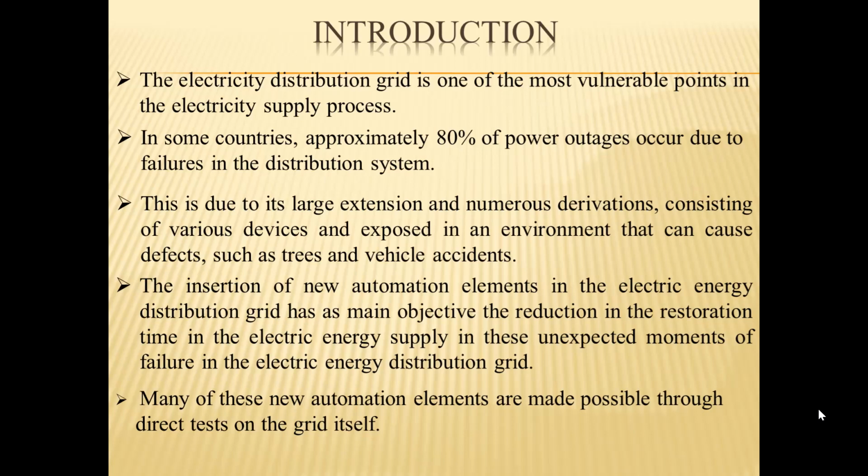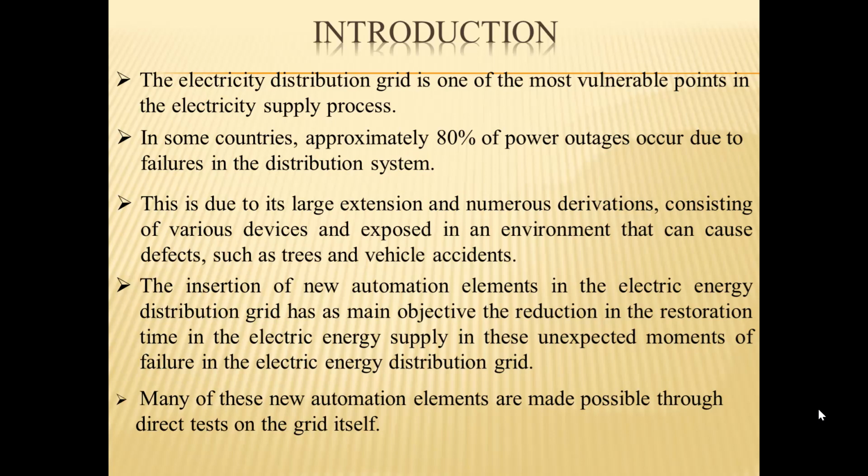An automated distribution grid enables utilities to remotely monitor and control the flow of electricity through the grid, identifying potential issues before they become major problems and automatically taking corrective actions. It also helps to reduce the outage time, improve power quality, and increase the integration of renewable energy sources.